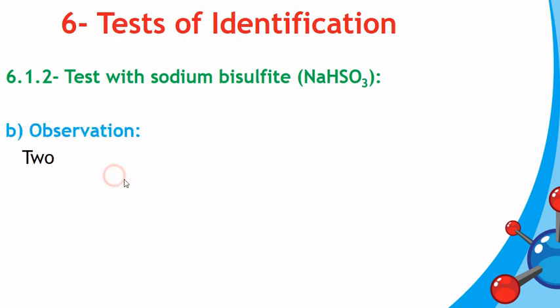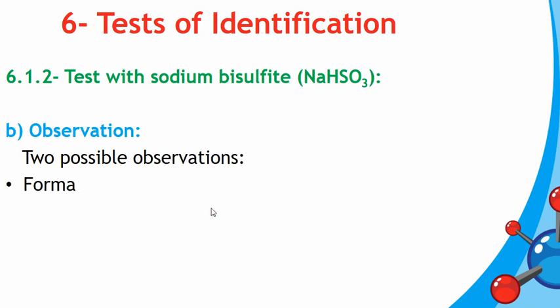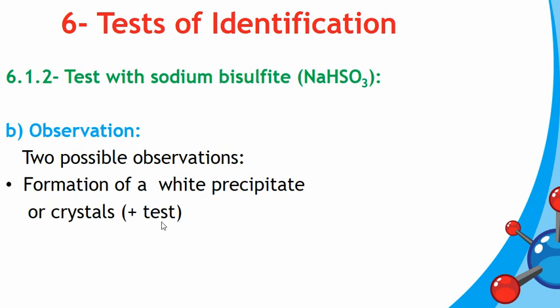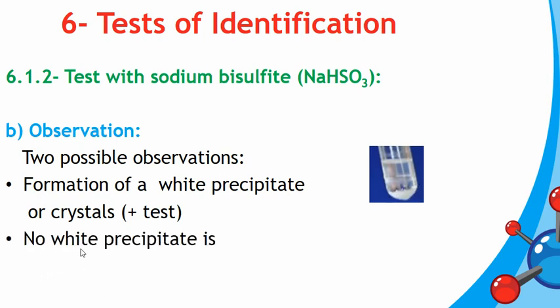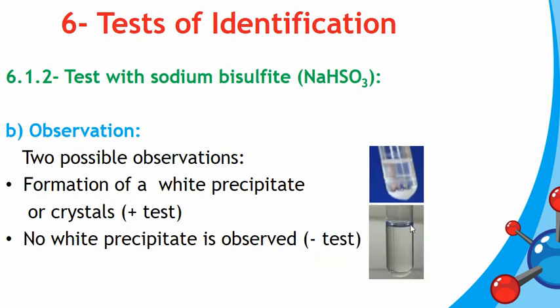Observation. We have two possible observations. Formation of a white precipitate or crystals. Positive test. These are the white crystals. Or the other observation, no white precipitate is observed. Negative test. The solution remains colorless.